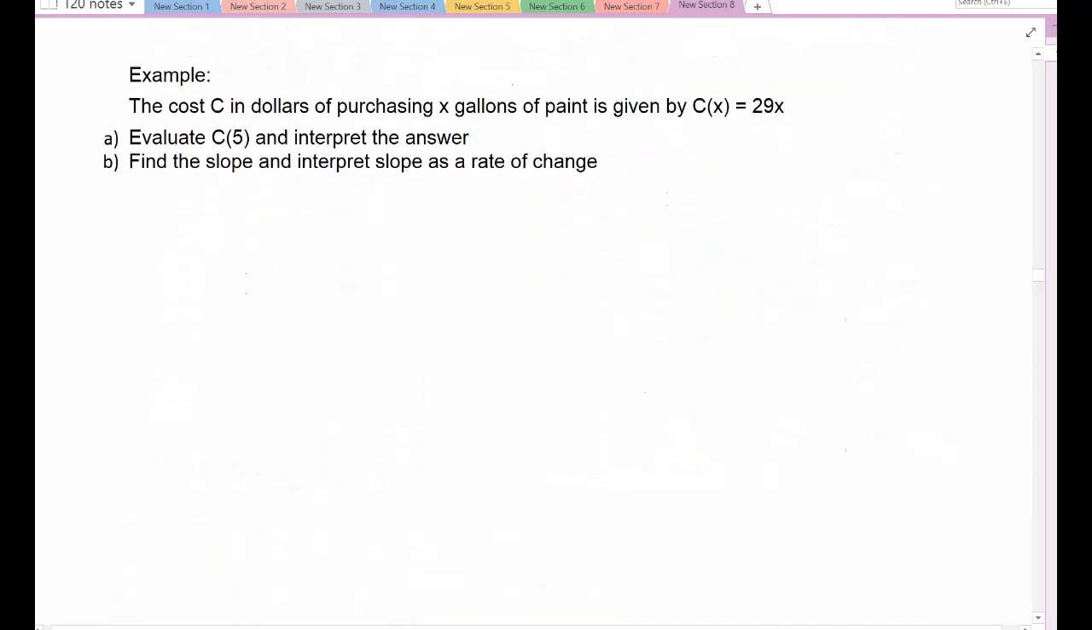Alright, so this is a cost application. So I've got the cost in dollars of purchasing X gallons of paint. So there's a couple parts to this. This first one's just an evaluation, and then we'll get to the slope. Alright, so this is a very simple function. The cost function is just 29 times X.